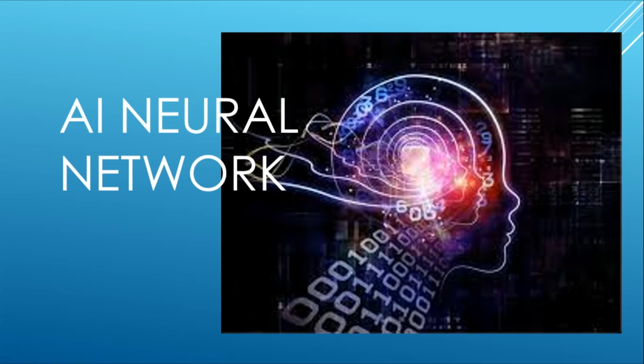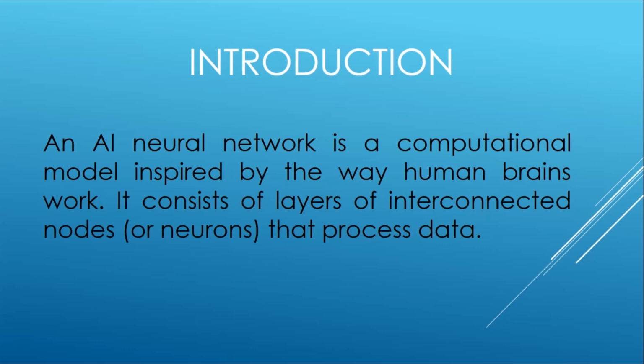AI Neural Network. Introduction. An AI neural network is a computational model inspired by the way human brains work. It consists of layers of interconnected nodes that process data.